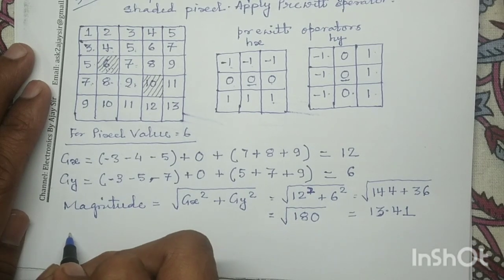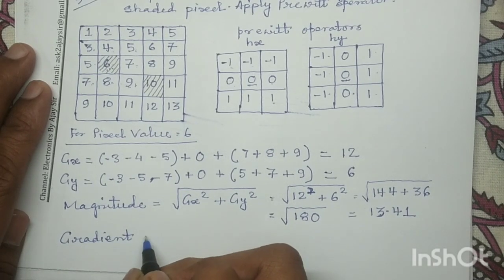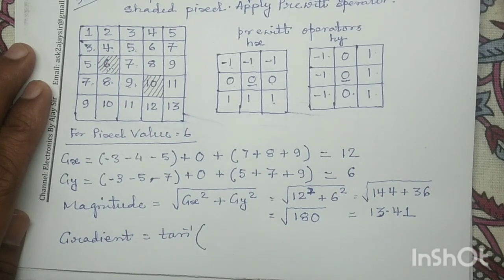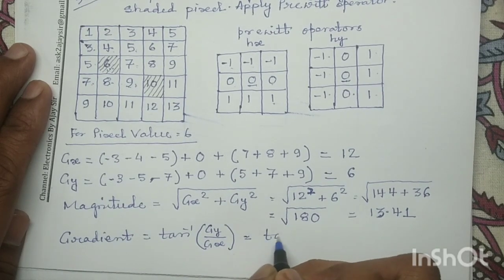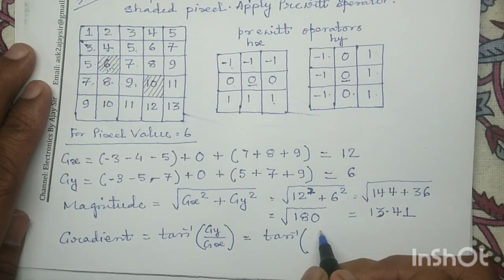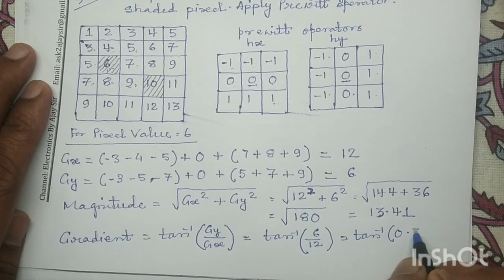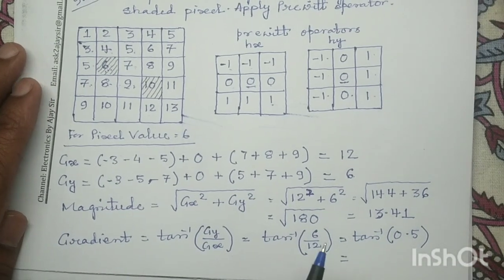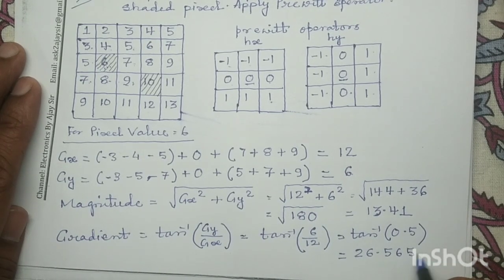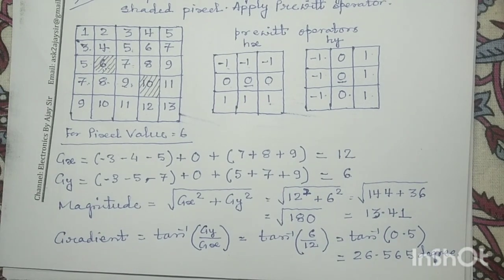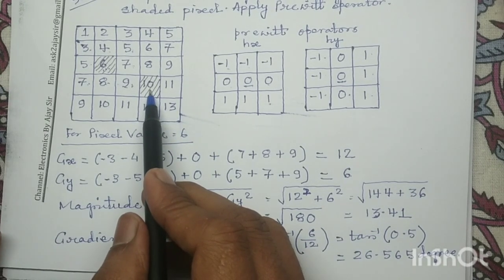Next, in order to compute the gradient, the mathematical equation of gradient is tan inverse of gy by gx. My gy is 6 and my gx is 12, so it is tan inverse of 6 by 12. On simplification, it becomes tan inverse 0.5, and in terms of degrees, it is 26.565 degrees. All right. In a similar manner, we will proceed for the pixel value 10 also.